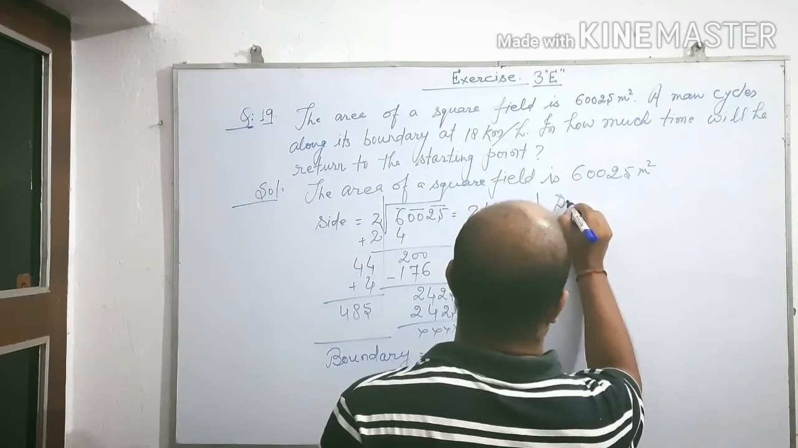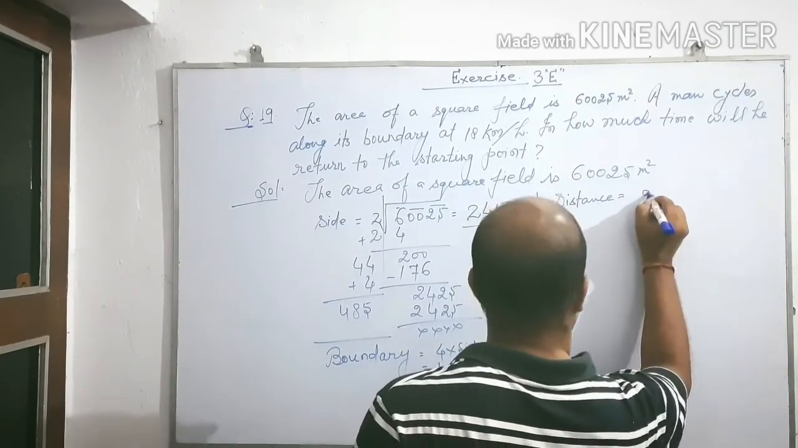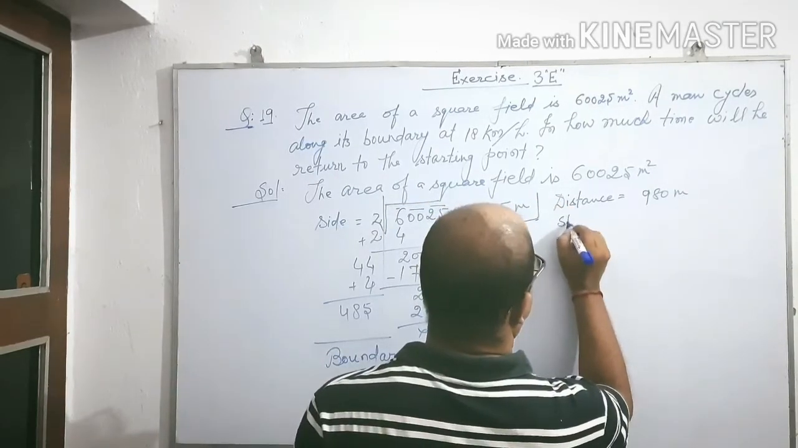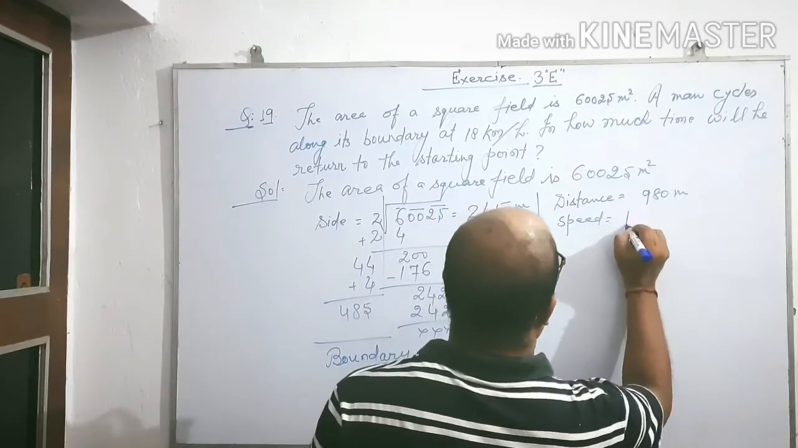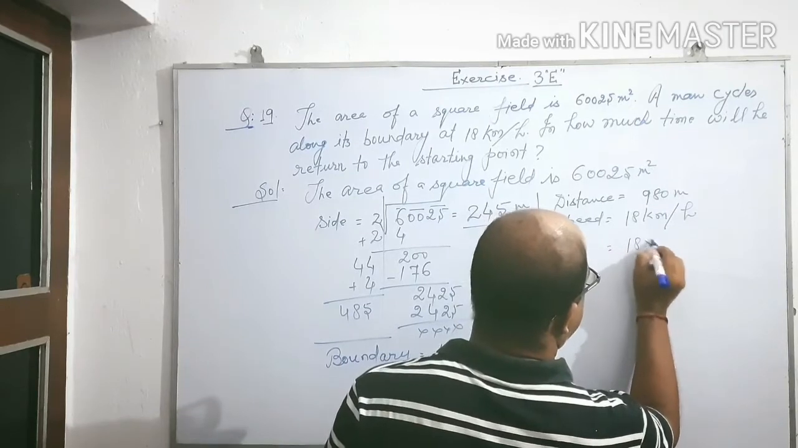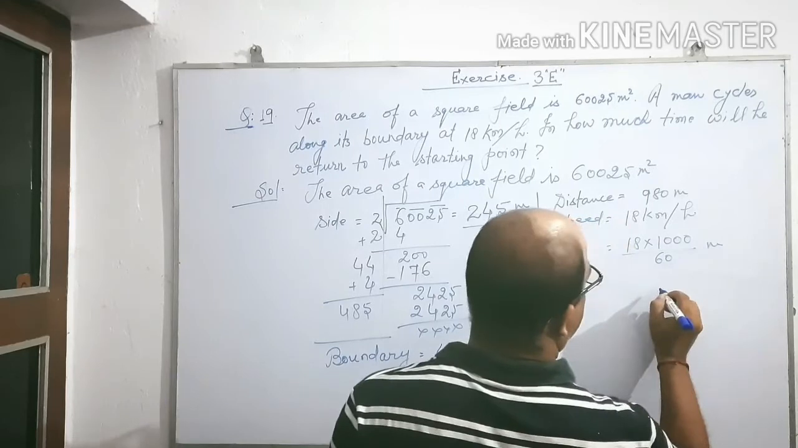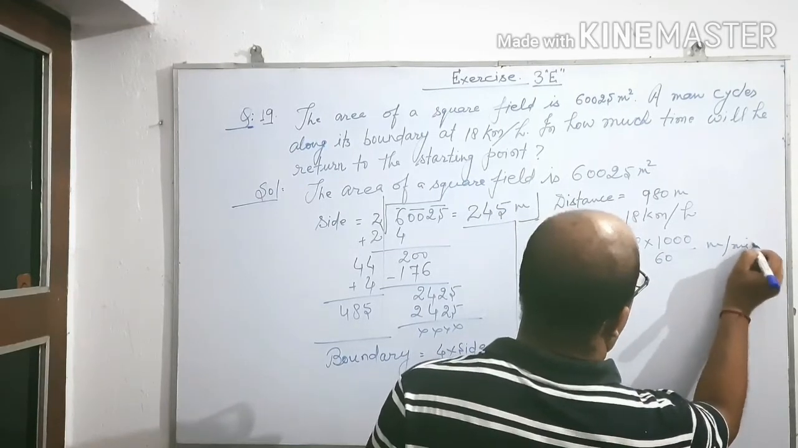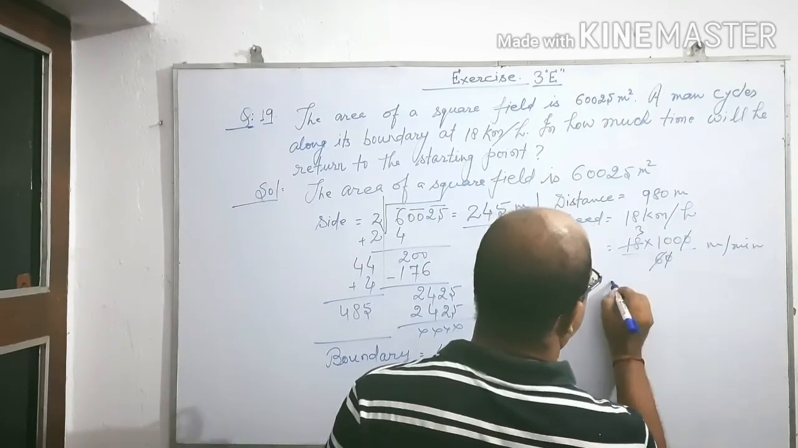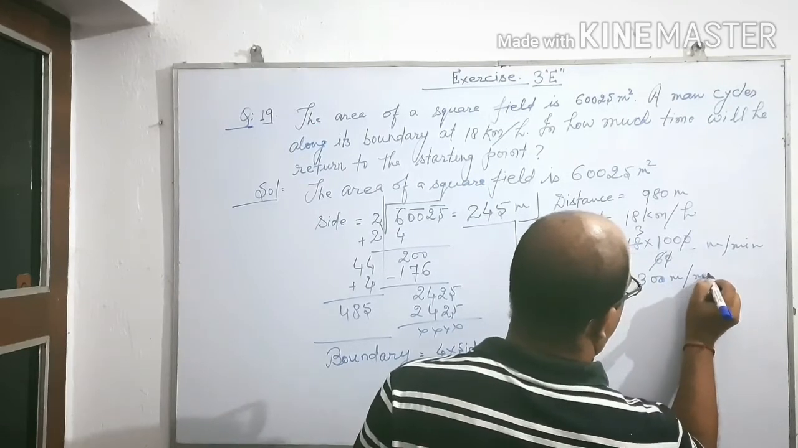It means total distance is equal to 980 meter and speed is equal to 18 kilometer per hour. 18 into 1000 meter divided by 60, that is 300 meter per minute.